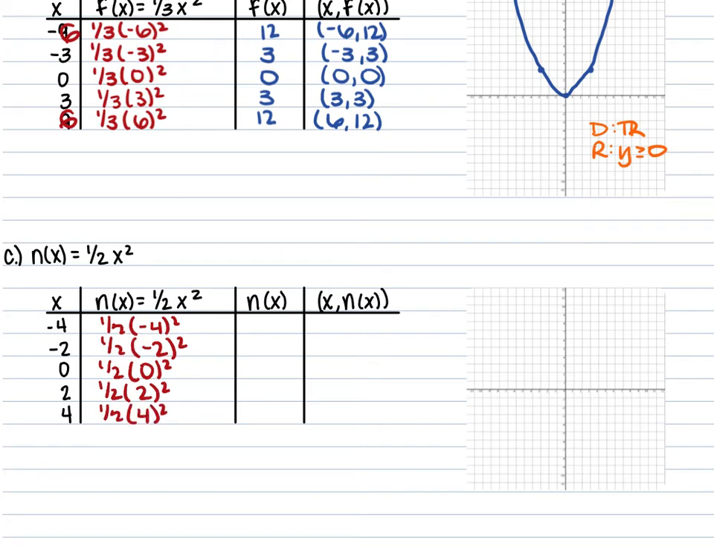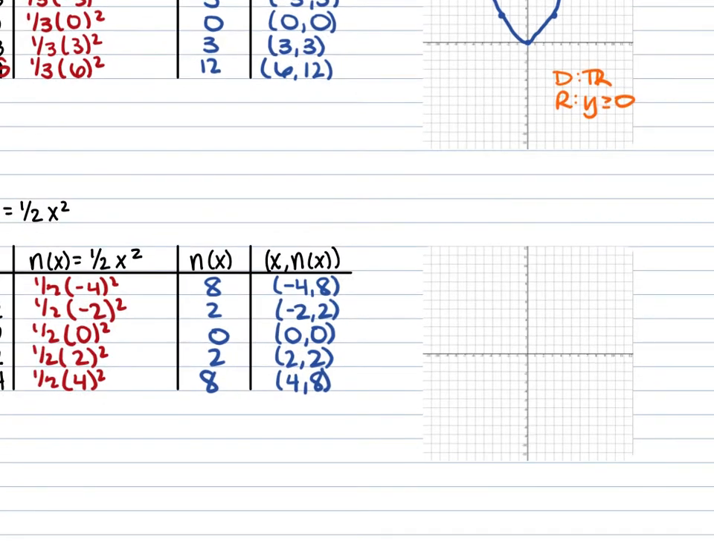The 4 squared is 16. 16 divided by 2 is 8. The 2 squared and the negative 2 squared is 4. 4 divided by 2 is 2. And then 0 squared is 0 times 1/2 is 0. So this gives us negative 4, 8, negative 2, 2, 0, 0, 2, 2, and 4, 8.